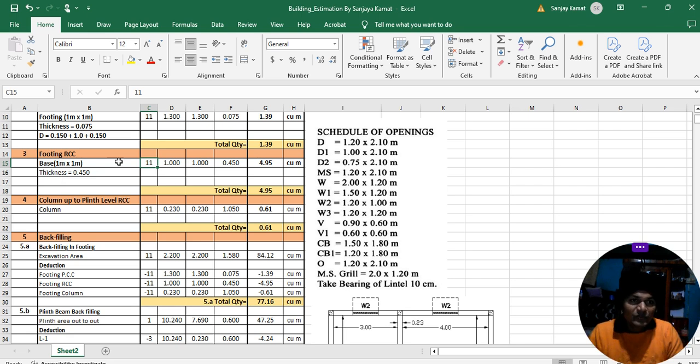Now see, for this footing RCC, how many rods have we taken? 11. And for this length, how much have we taken?